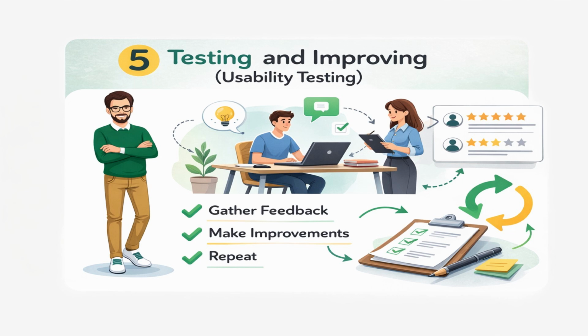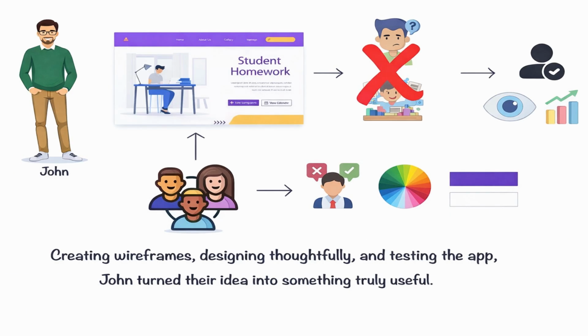John collected all this feedback, improved the design based on it, and tested again. This cycle of testing and improving made the app stronger and more user-friendly each time. Great products are rarely perfect in their first version. They mature over time through continuous iteration and by listening to users.